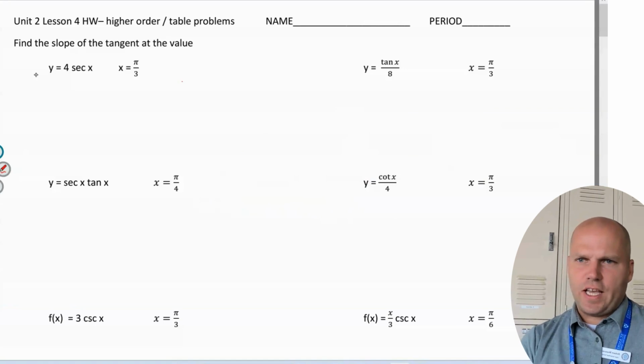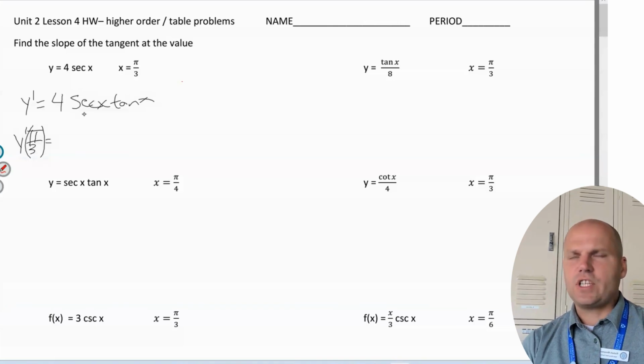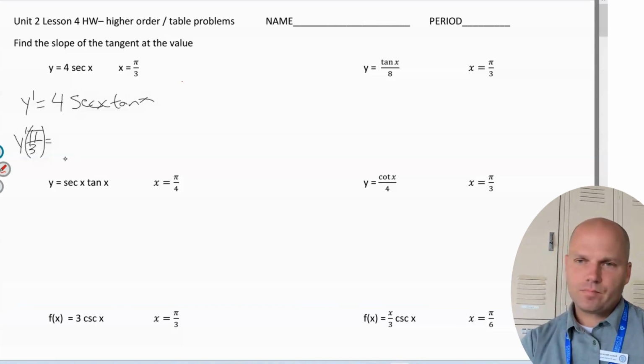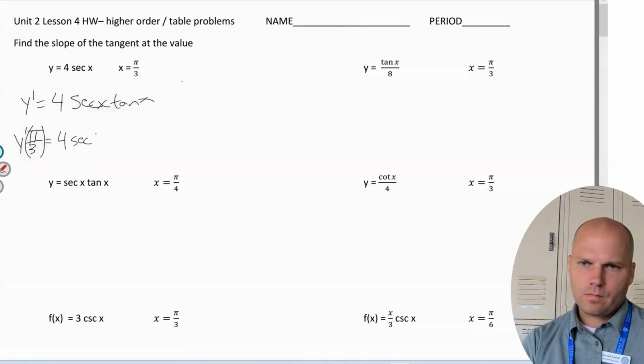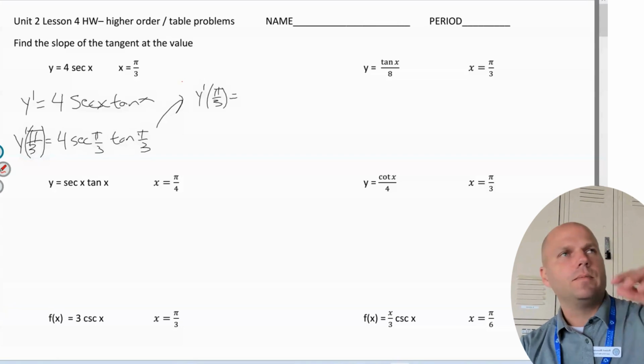Okay, I got 4 secant. What's the slopes of 4 secant? The slopes of 4 secant is 4. It's just a constant. Leave it. Times secant x tangent x. That's the slope equation of secant at pi over 3. I have the secant of pi over 3, write down, the tangent of pi over 3. Look at that. Trigonometry never disappears. Always need to be ready to do it.